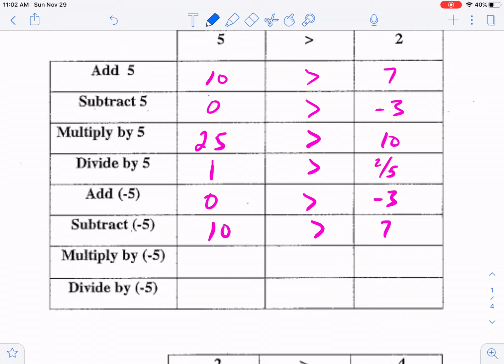5 times a negative 5 is negative 25. 2 times negative 5 is negative 10.